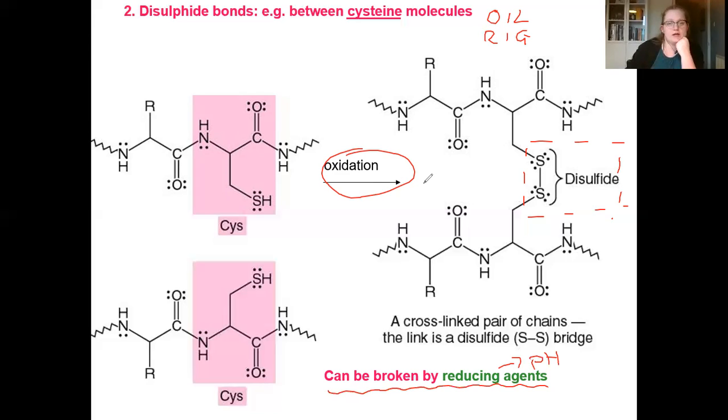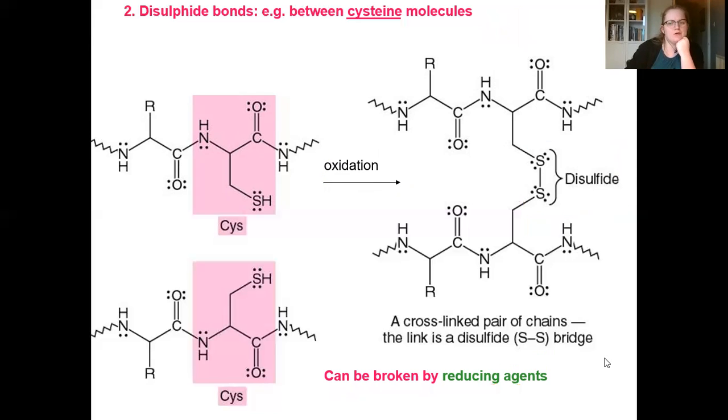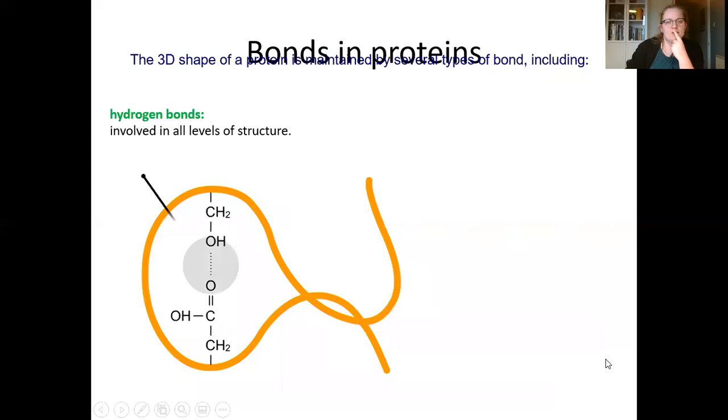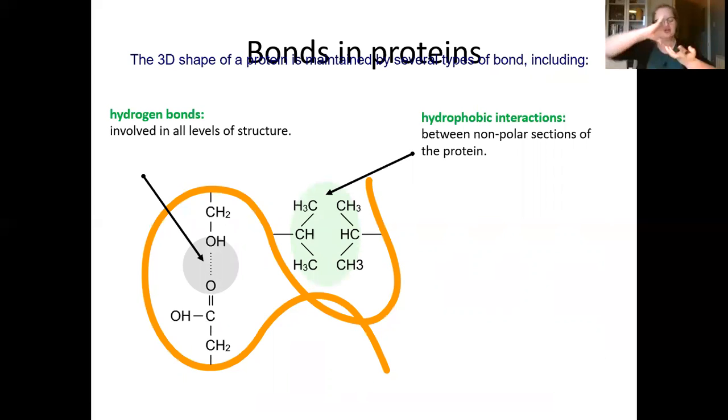Then we have another image. I'm going to show those bonds in a protein again. So here's a protein. It's in its tertiary structure. It's all squiggled together. And here's some examples. Here we've got an example of a hydrogen bond. That's involved in all levels of the structure, apart from the primary structure. So going all the way up, we have these hydrogen bonds involved, between the carboxylic acid group and the amine group.